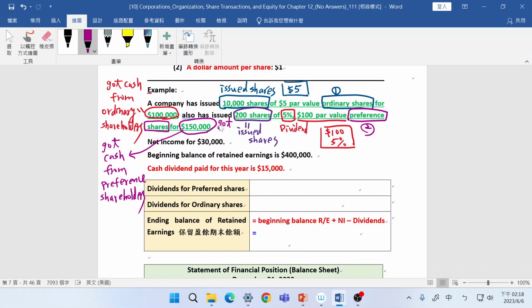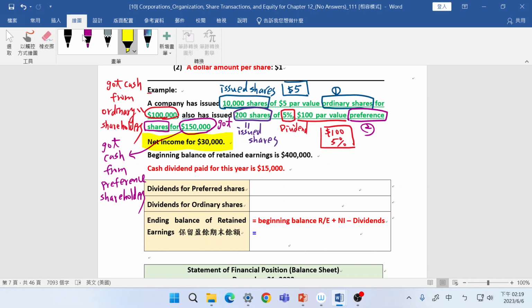Okay, so you should understand how to read the information. Also, here it told you I have the net income. This year, I earned a profit of $30,000. So net income means what? You earned a profit of $30,000 this year.